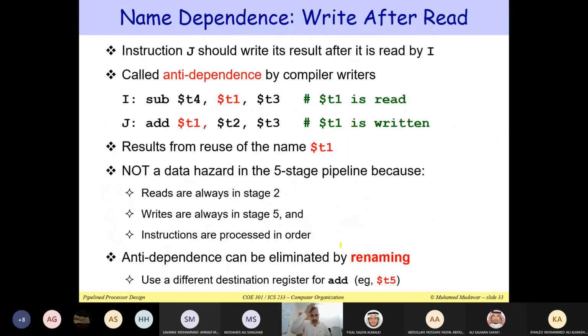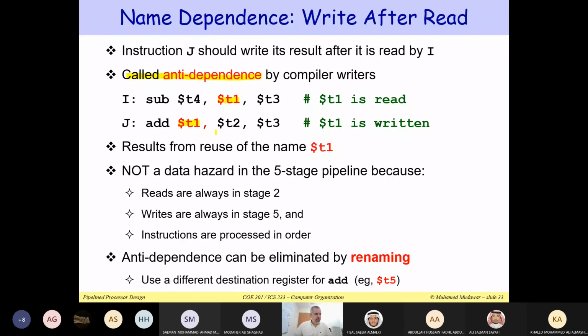So now we have other types of dependencies, which are called name dependencies. What we have seen, the data dependence, is a true dependence, but we have something which is called an anti-dependence. This means that we have a write after a read. Notice that here we have instruction J coming after instruction I in the program order, and J wants to rewrite T1 after it has been read by instruction I.